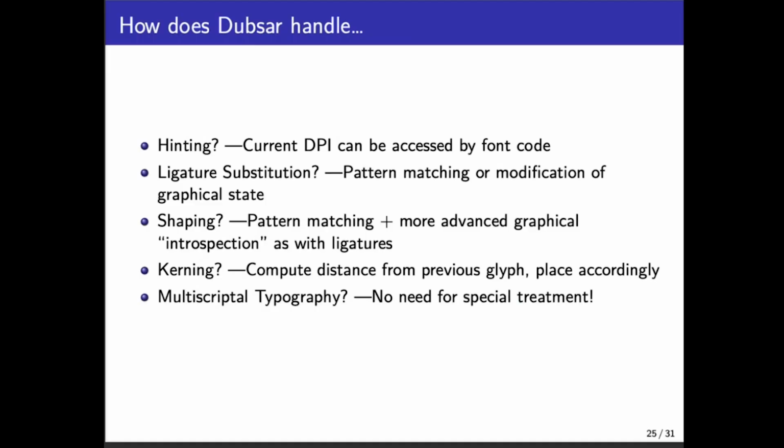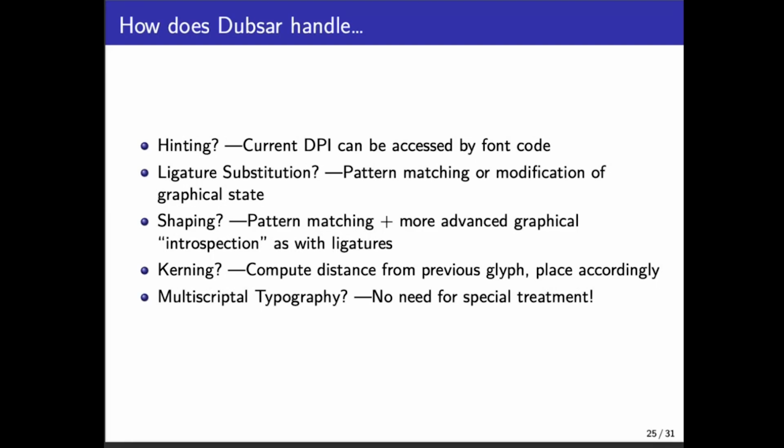So here's some common typography features. How does the system that I've devised handle it? What about hinting? If you're not familiar with hinting, if you try and rasterize a font at a low resolution, it generally looks pretty ugly. Some of that's unavoidable because it's low resolution, but you can fix that by adjusting the glyph to work better in low resolution environments.